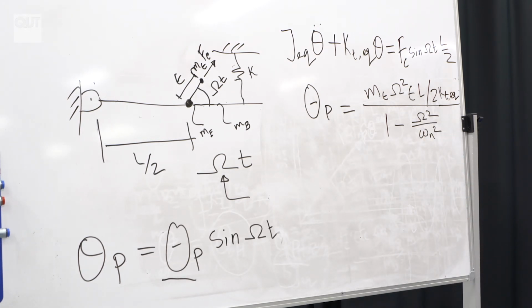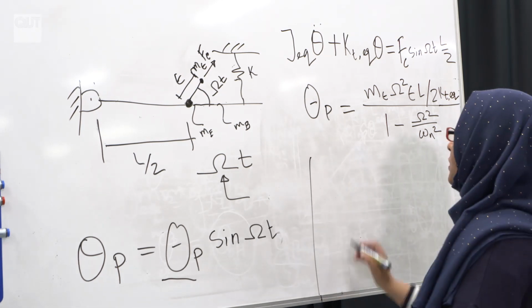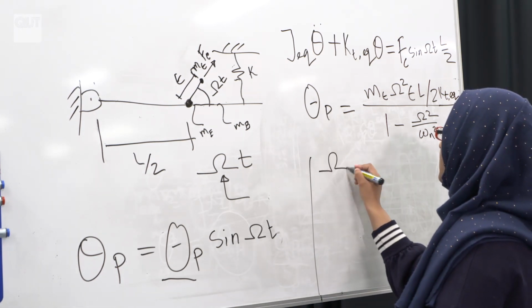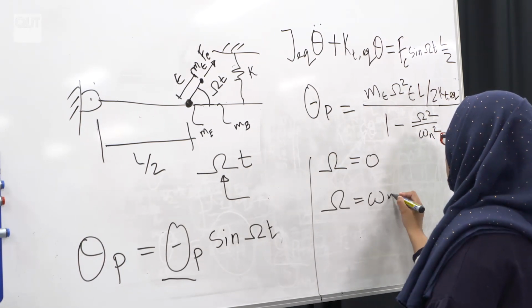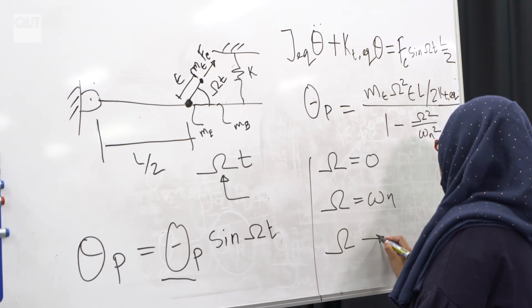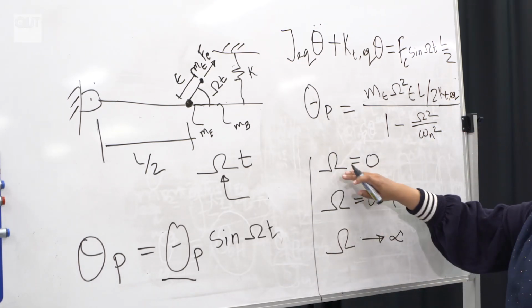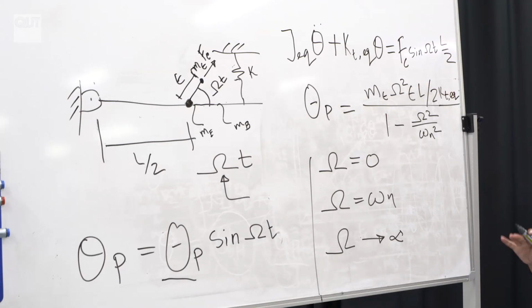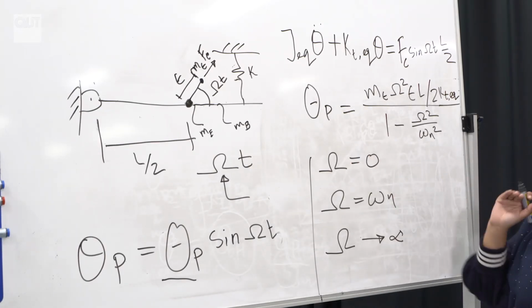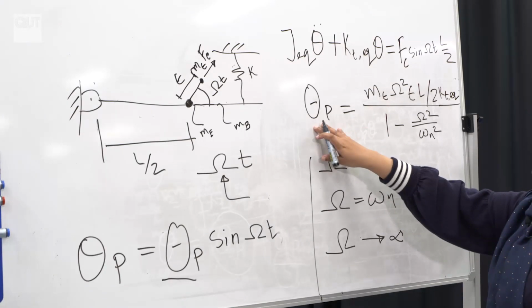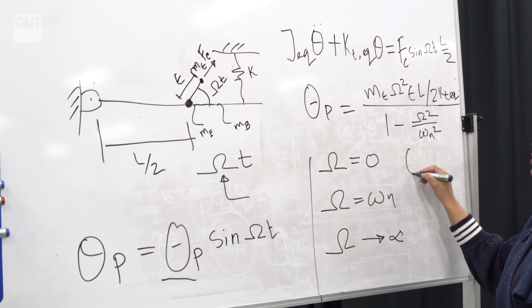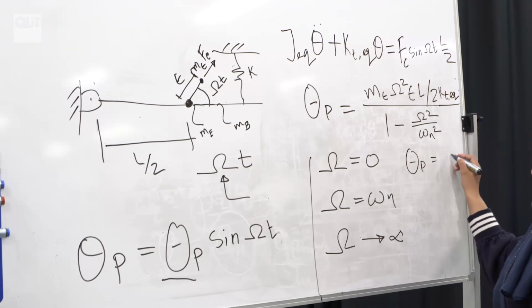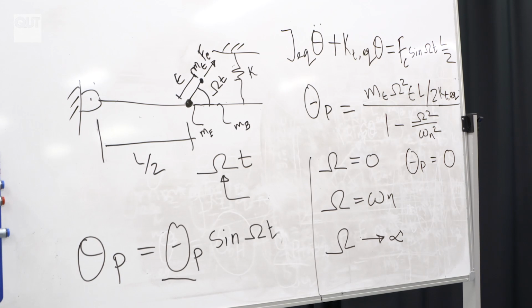Alright, so let us consider 3 cases: when omega equals 0, when omega equals omega n, and when omega tends to infinity. When omega equals 0, that means there is no external force applied to the system. What would be the value of theta p here? When you put this value in, the amplitude should look like 0. That means we do not get any vibration; there will be no amplitude.